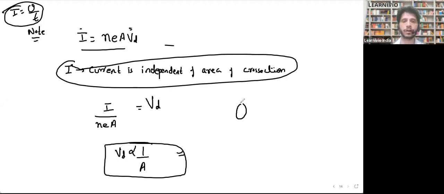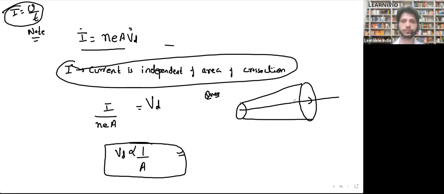So if I draw a conductor in this way, this is given in NCERT. This question is NCERT. And some current is flowing through it. Here current is I1, the current here is I2, area here is A1, area here is A2. At this end, velocity is VD1, over this end, velocity is VD2.